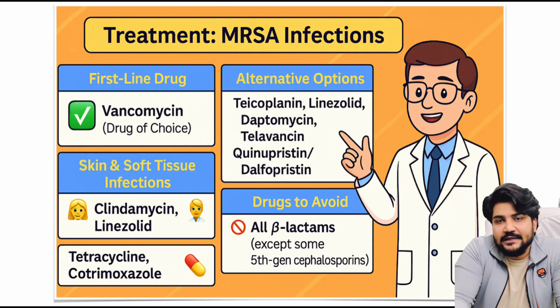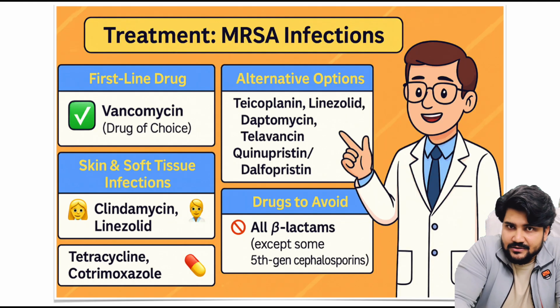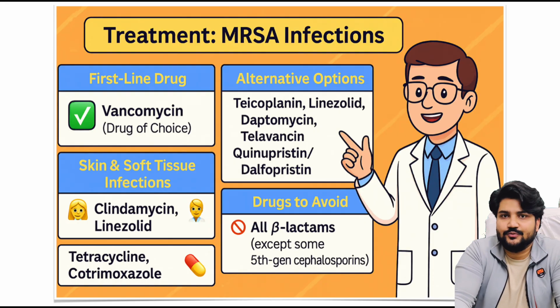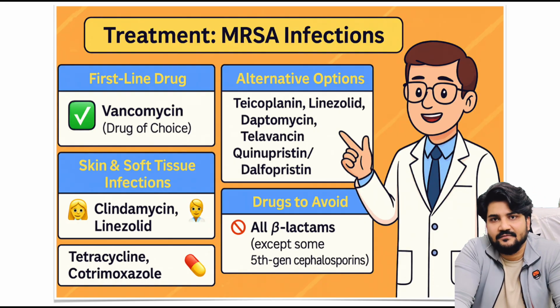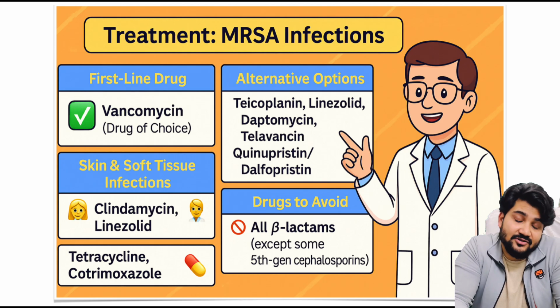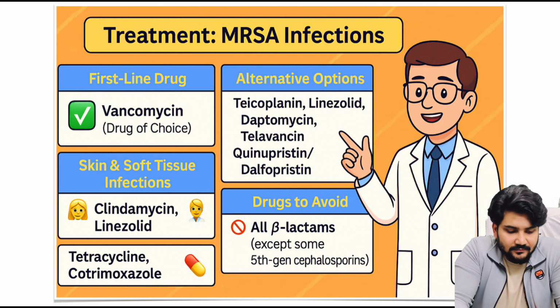Most of the beta lactams are resistant to MRSA, including cephalosporins: first generation, second generation, third and fourth. But there are certain drugs, the fifth generation cephalosporins, which are sensitive to this MRSA, and these are the last resort, like ceftobiprole.